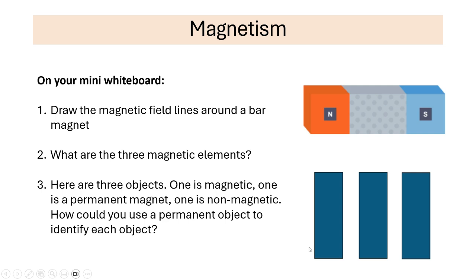So the next question is going to be about magnetism. What I would like you to do is answer this question on your mini whiteboard. Draw magnets and magnetic field lines around the bar magnet. I'd like you to recall the three magnetic elements, if you can. And let's imagine a situation where we have three different objects. One of them is magnetic, the other one is non-magnetic, the other one is a permanent magnet. How could you use a permanent magnet, not permanent object, permanent magnet, to identify each object? So take 3 minutes, please, and answer all of this on your mini whiteboard.